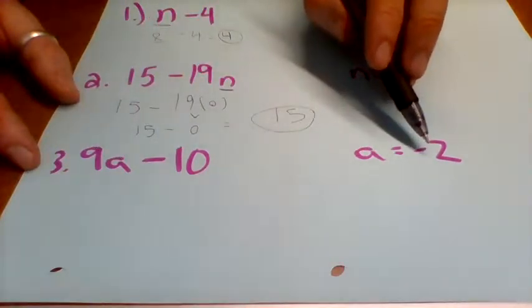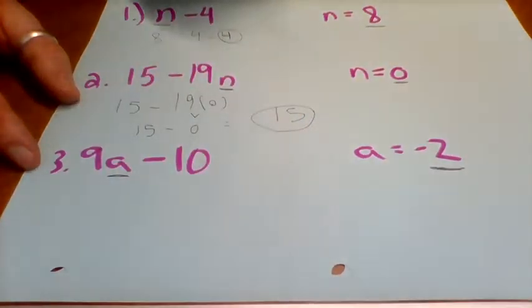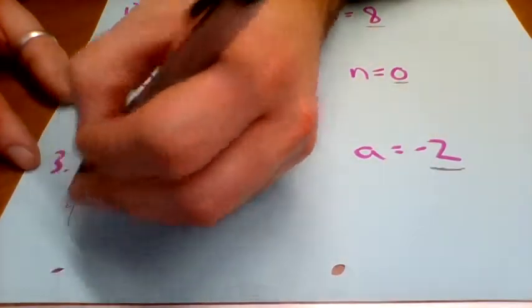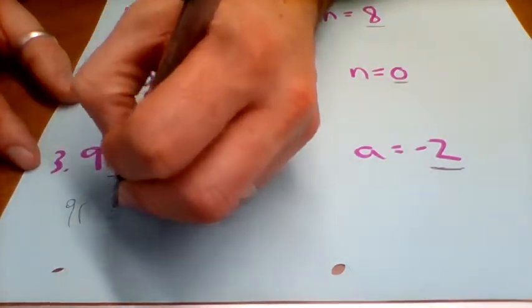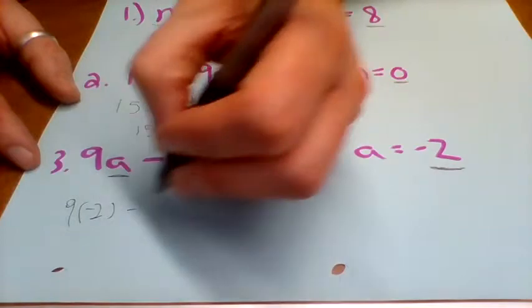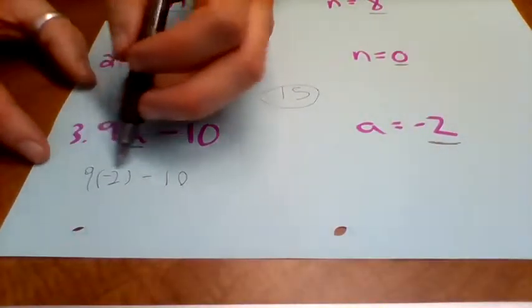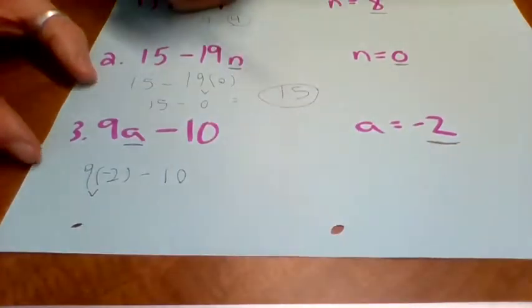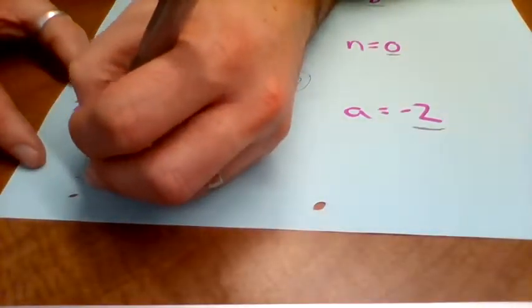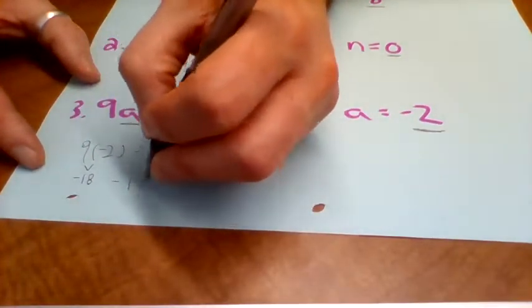And a is equal to negative 2. So I underline my negative 2 because I'm going to switch it out with my variable over here. So I'm going to write 9. And instead of a, I'm going to put my negative 2 in parentheses, and then I finish writing my sentence minus 10. Again, here I have to do my multiplication before I can do my subtraction. So 9 times negative 2 is negative 18, and then I finish writing my sentence minus 10.